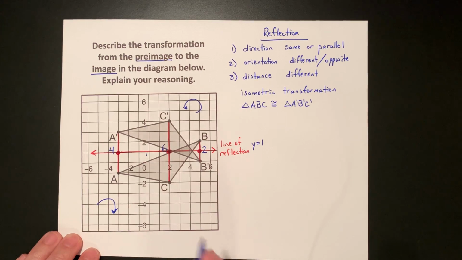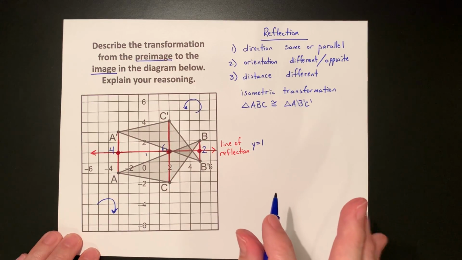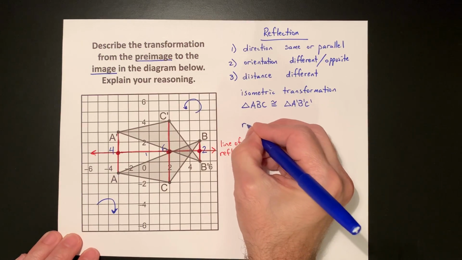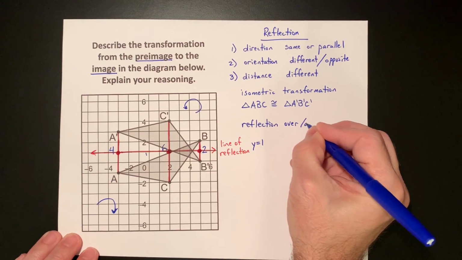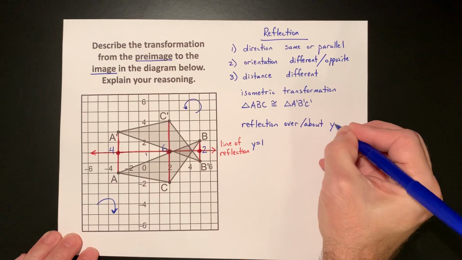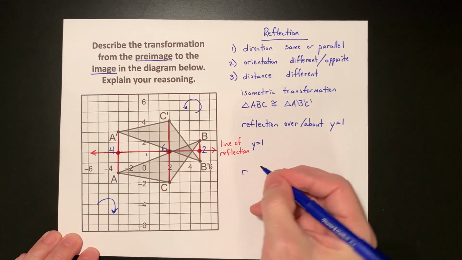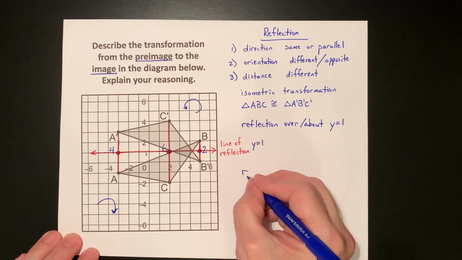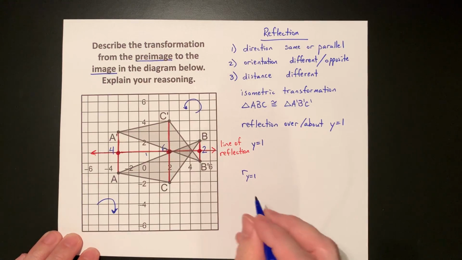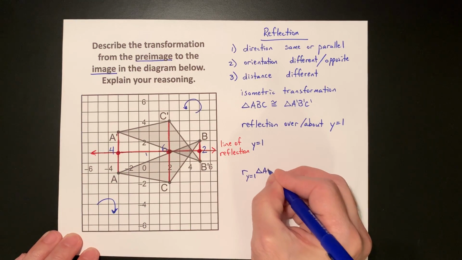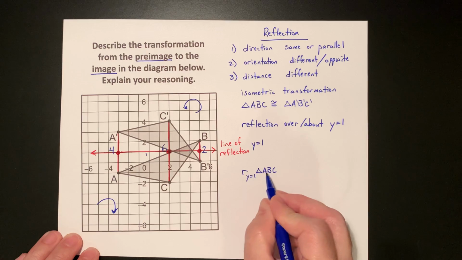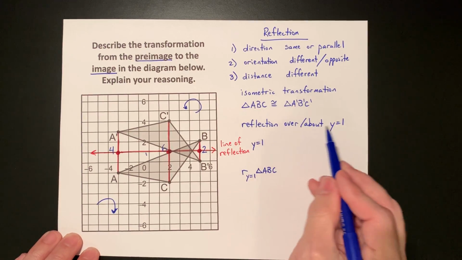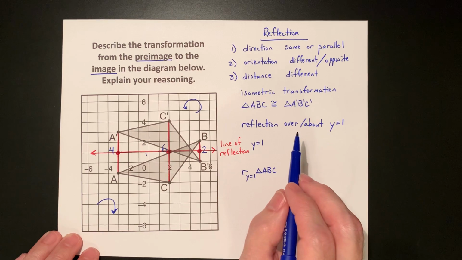Well, there's a shorthand or shortcut way of writing this. Rather than just saying it's a reflection over, or some people say about, the line y equals 1, you can use a lowercase r, and then your subscript can be the line that you're reflecting over, the line of reflection, and then what it is that you're reflecting. So if I'm reflecting triangle ABC over the line y equals 1, I can write it like this, or I can use the longer way and write it out in words.